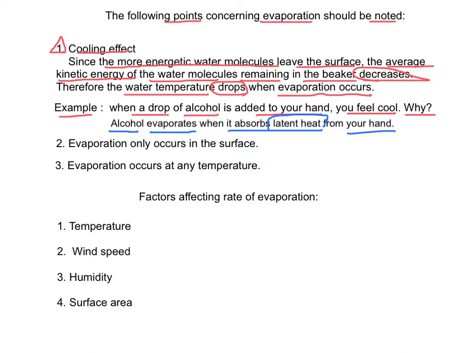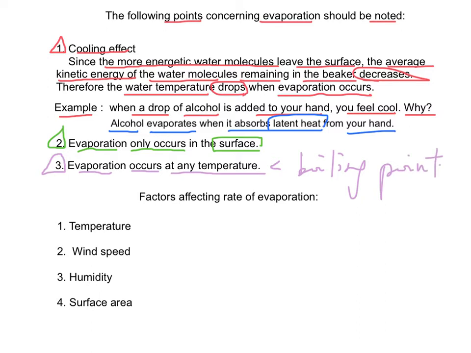The second point about evaporation is that evaporation only occurs at the surface. The third point about evaporation is that evaporation occurs at any temperature, even though the temperature is below the boiling point of the liquid. Evaporation can still occur.